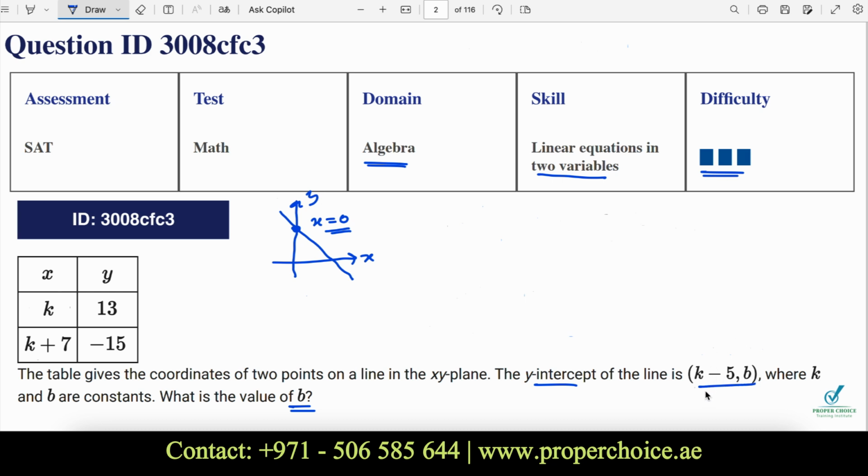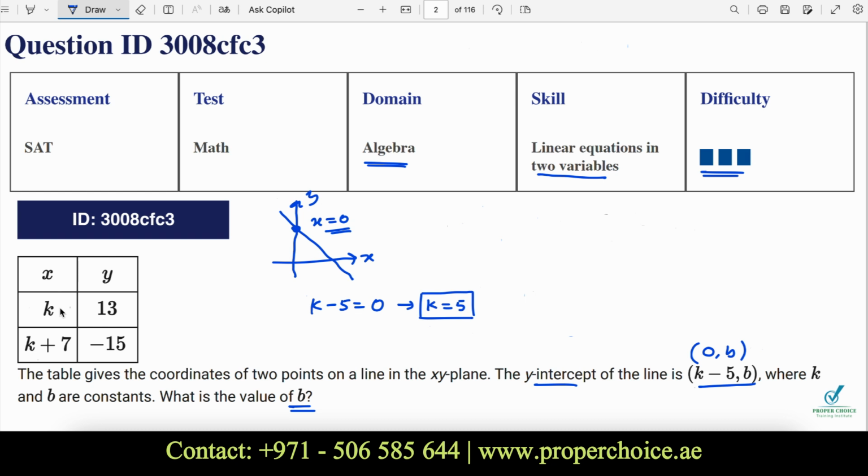And as they say, the y-intercept is (k minus 5, b), which means indirectly the value of k minus 5 is equal to 0. The y-intercept is always (0, y value). So according to them, k minus 5 is equal to 0. From this I get the value of k as 5, because I need the value of k to find the value of b. So by knowing the value of k, what would be the x and y coordinates now? I'm just replacing here.